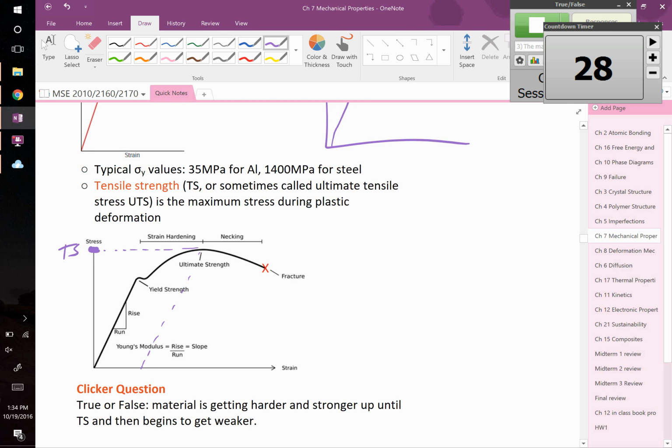After that point, and you guys probably have experience with this, once you're pulling on something, you get what's called necking occurring here.